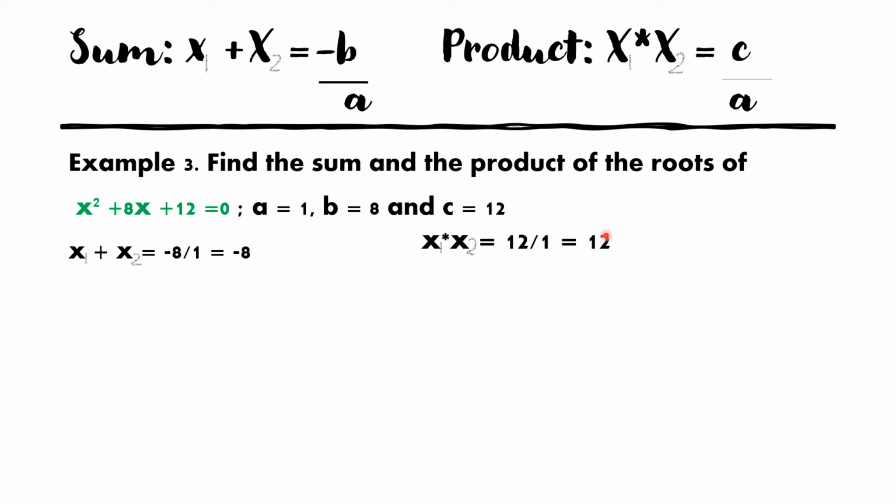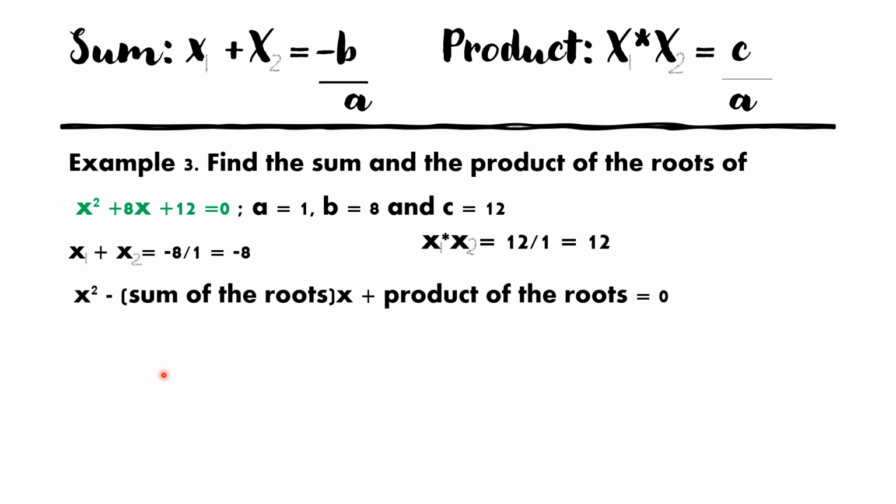So, which means that we can find the quadratic equation given the sum and the product of the roots. This is the pattern. Just simply copy this x squared, minus the sum of the roots, which is negative 8. Then just put x beside that, plus what? Product of the roots, which is 12.